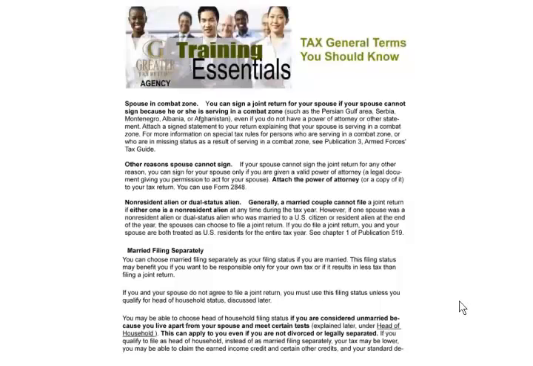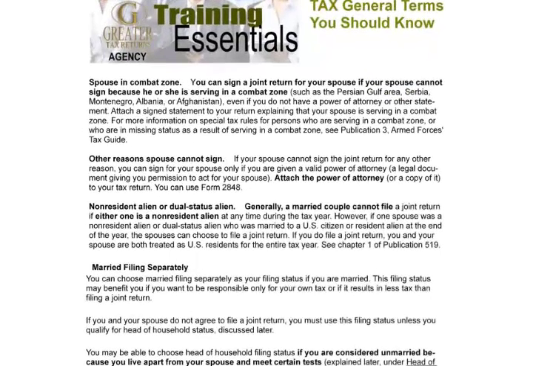Spouses in combat, I mentioned that earlier. I just want to point out some things that I know are going to possibly pop out at you. Usually in a case like this, it's a simple format of maybe attaching a statement to the return explaining that the spouse is actually in combat, and so usually the person filing the return can file it and get some relief there.